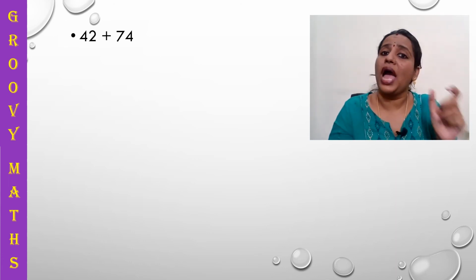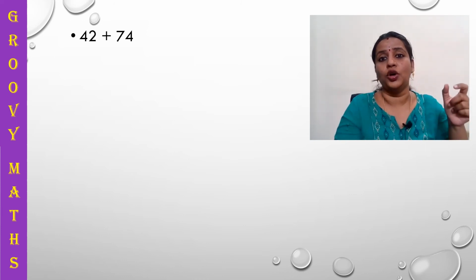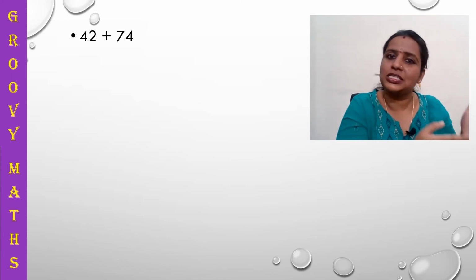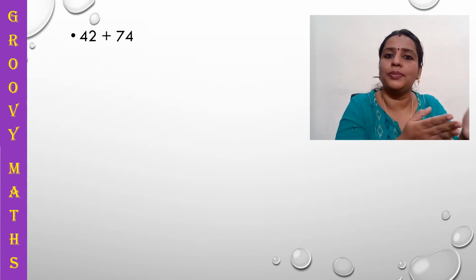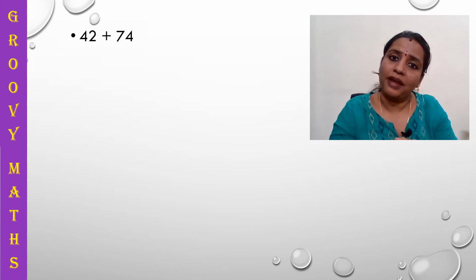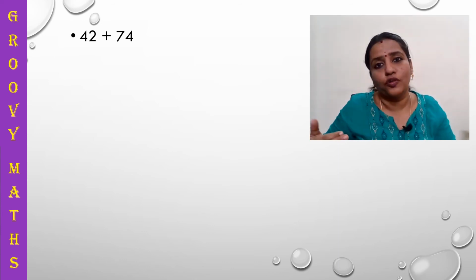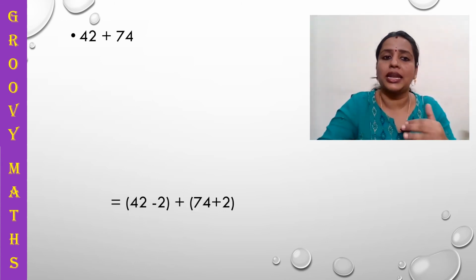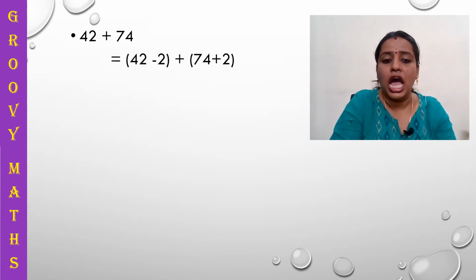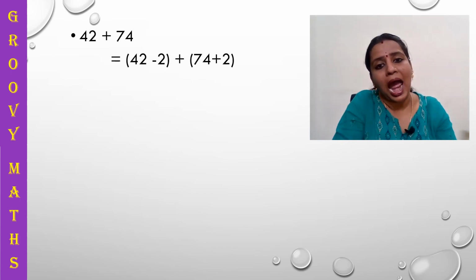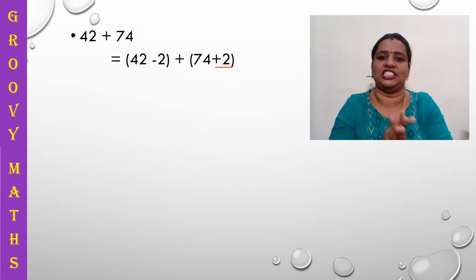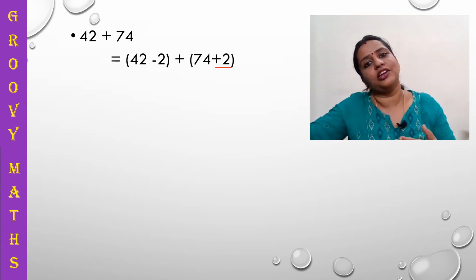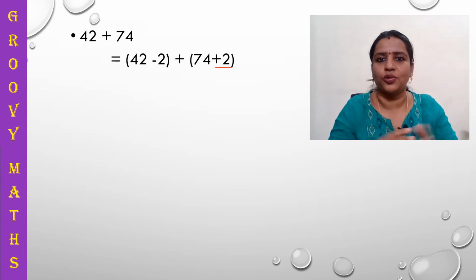Okay, so how can I make this 42 to the previous multiple of 10? The previous multiple of 10 is 40. So 42 will be made 40. For that, what do I have to do? I have to reduce the 2 from that 42. I'll reduce the 2 from that 42 and again I'll add the 2 to the next number. I'll reduce the 2 here and I'll add the 2 there. We are doing the opposite operations, okay?